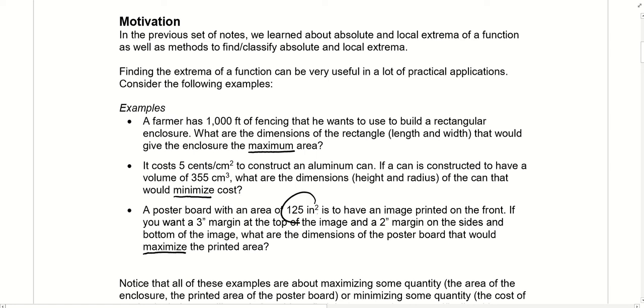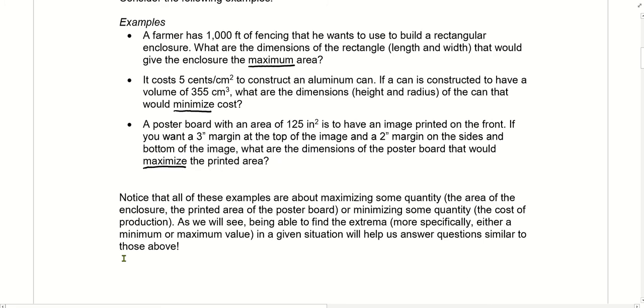So maybe we know we can, say, afford a poster board of this area, and so we want to order the poster board so that we can maximize the area of the printed picture. So we see maximizing, we see minimizing. These should sound similar to maxima and minima, these extrema that we were talking about in topic 8. And so what we're going to see is how we can use those values to help us answer questions like these. In other words, these sorts of questions where we're optimizing a quantity.